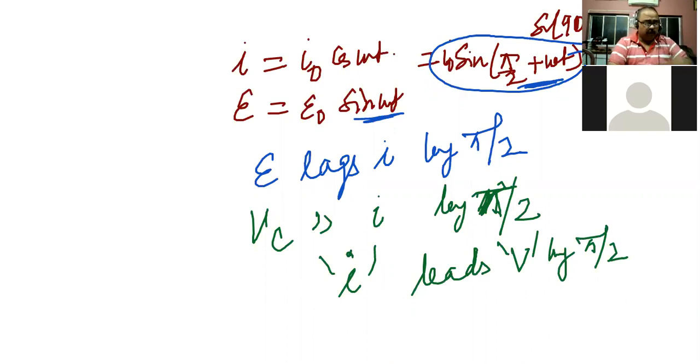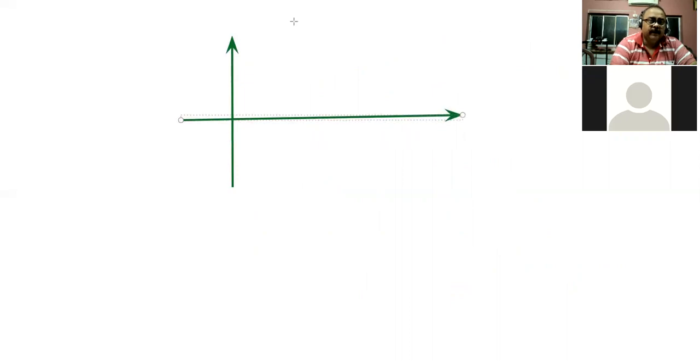Now if I want to draw the graph to show the variation, and the phasor graph, let me just draw the graph over here. So it will be something like this. Okay, here it is. Suppose I draw the graph of E first. So this is your E that I have drawn over here.